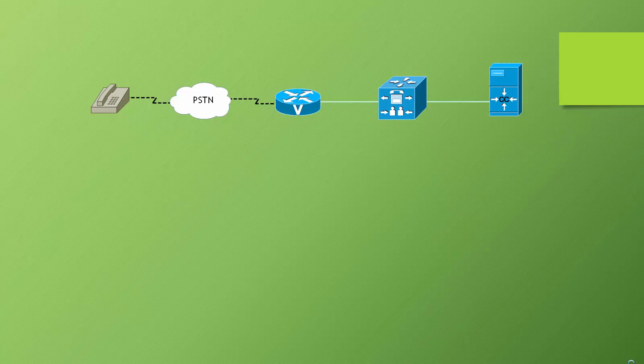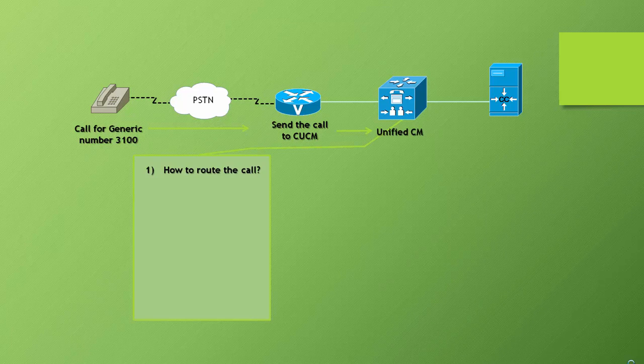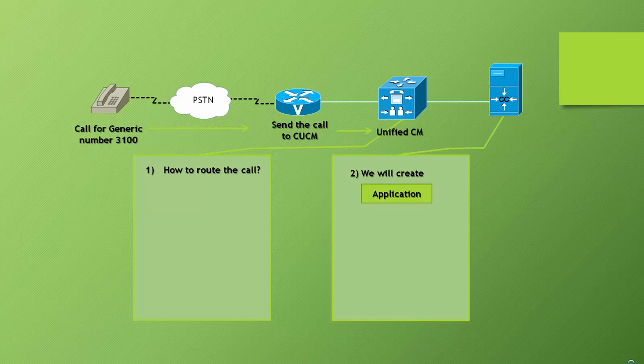So that would be created as CTI ports and CTI route point in unified CM. So say for example, when a call comes for a generic number 3100, it is sent to this voice gateway, and the voice gateway signals the unified CM. So CUCM should know how to route the call out to the unified CCX. So we would be creating an application and associating the trigger to it with the DN 3100, and that would create the CTI route point in unified CM with the DN of 3100.